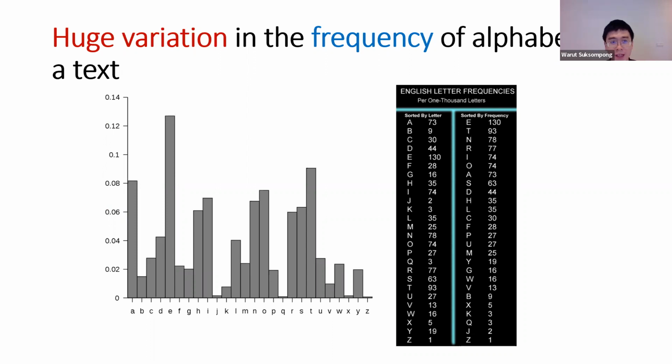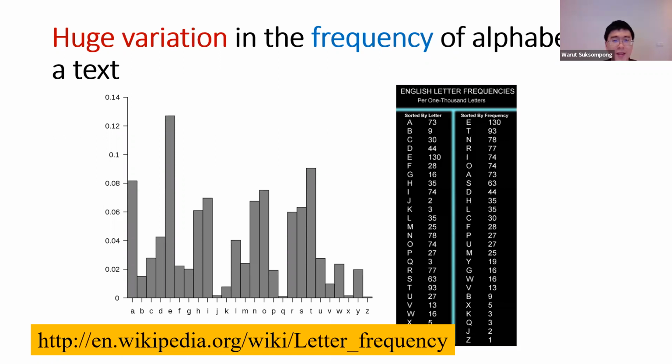If you just think about English text, English characters, there's this huge variation. You can see that letters like E and T occur very frequently, much more frequently than some other letters like J or Q or X. So there's a lot of variation, and we can actually use this variation to save on the number of bits that we need.